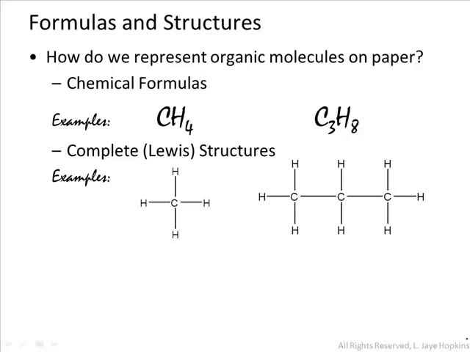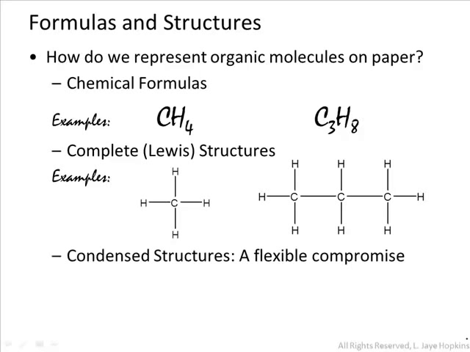So a lot of times in organic chemistry, what you'll decide to write is what's called a condensed structure. A condensed structure is basically a compromise between the detail of a complete structure and the succinctness and convenience of a chemical formula. Condensed structures are also flexible, so depending on the settings, you can choose to expand them or condense them as much as you like. Let's look at some examples of condensed structures.